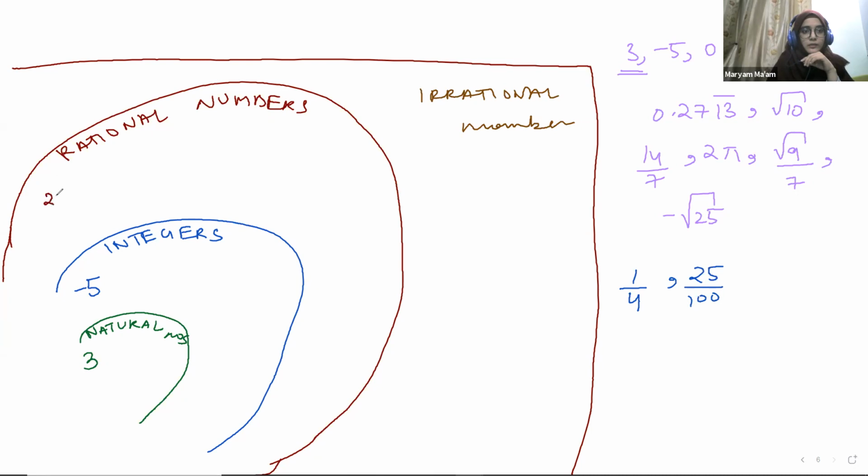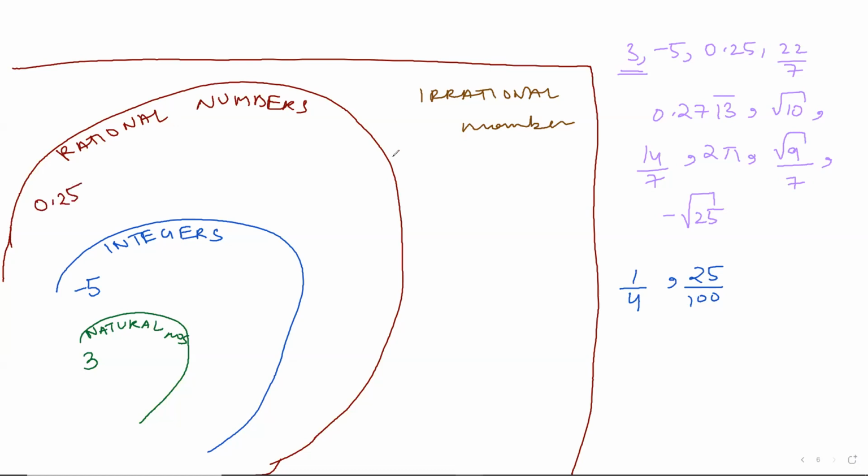Zoya? Ma'am, irrational. Zoya says 22 by 7 is irrational. Why do you think so, Zoya? Ma'am, because at a certain point, the numbers get repeating till infinity. Okay. But then we just saw the very definition of rational numbers.